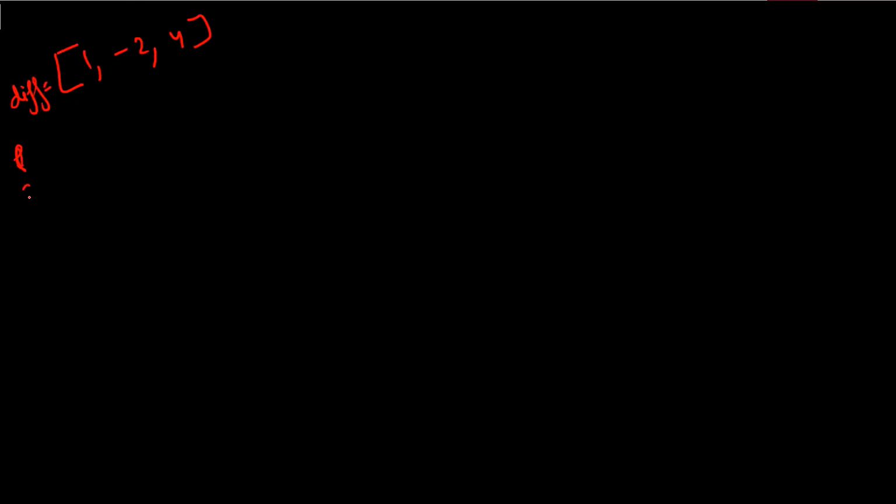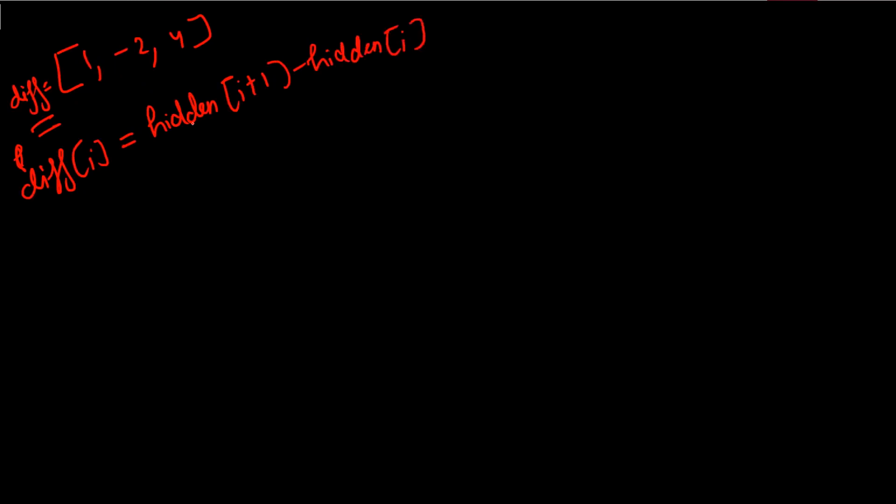Let me call this array diff. So diff of i is calculated as hidden of i plus 1 minus hidden of i. We have to find that hidden array. For this given array, we have to determine how many hidden sequences are possible. That's our task.